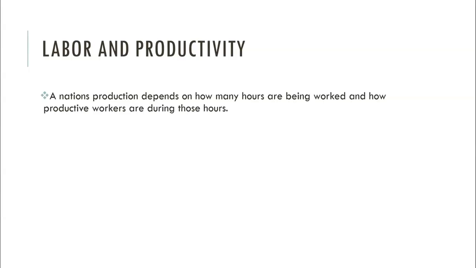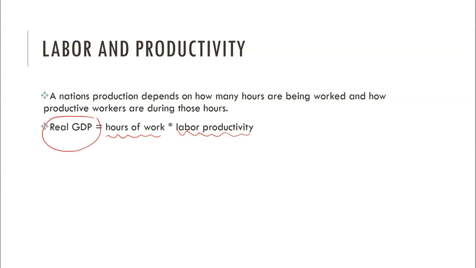A nation's production depends on how many hours are actually being worked and how productive workers are during those hours. Real GDP is a function of the number of hours of work times labor productivity. So hours, this is you work an 8-hour day. Your labor productivity is how much stuff you produced. If you work in a hat factory, you made 100 hats, you worked 10 hours that day, then your productivity is 10 hats per hour. And real GDP is going to be a function of that. So we're going to take all of the stuff that's produced in the economy times the number of hours of work, and that's going to tell us the value of real GDP.